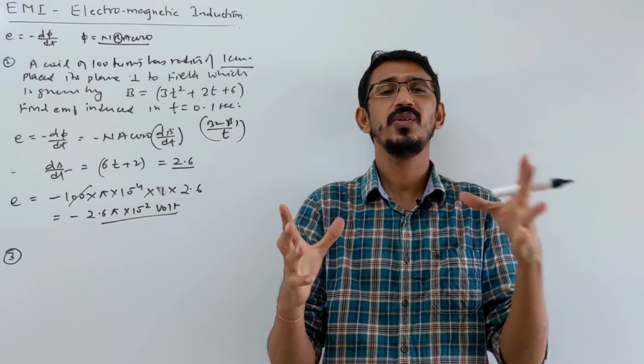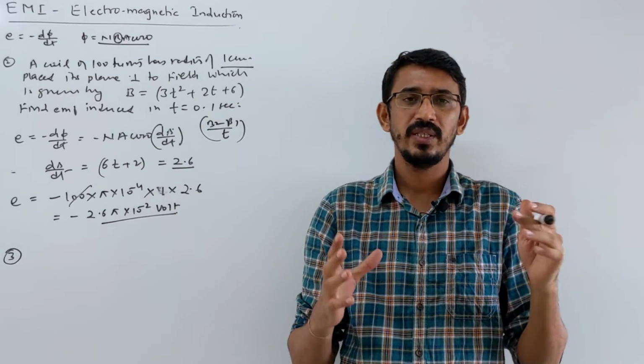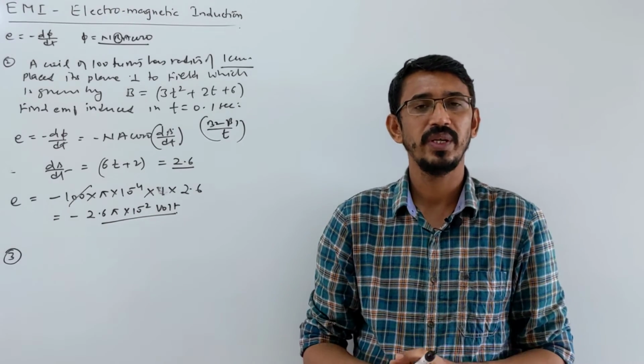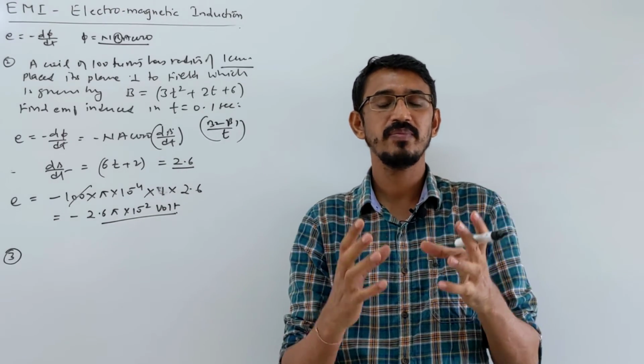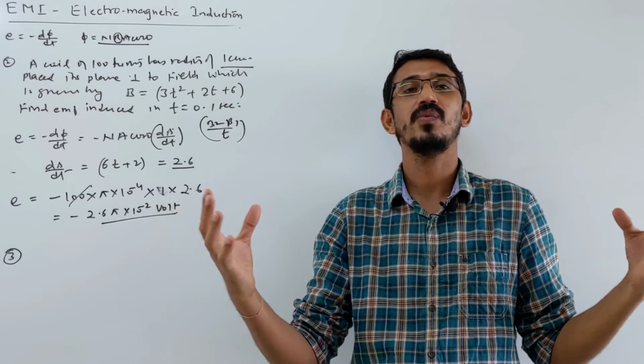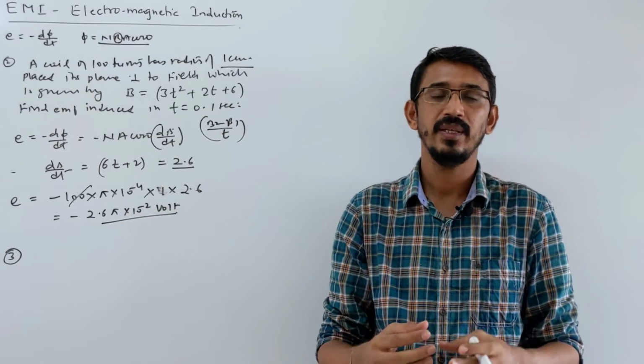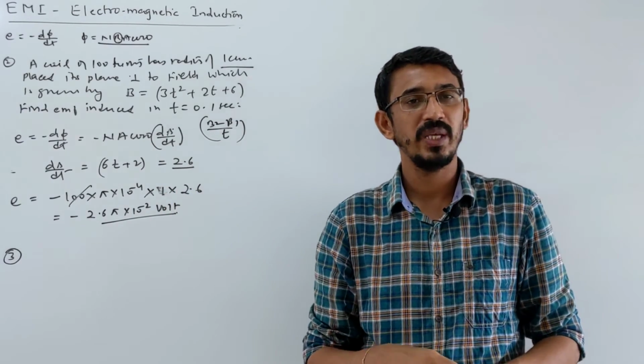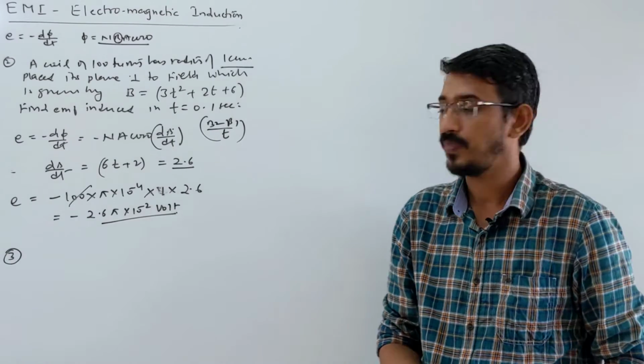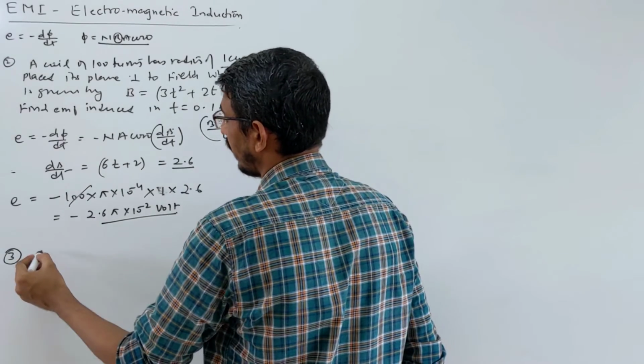How do they ask it? A loop is given, generally a circular loop only. Inside this magnetic field, the loop is either expanding, contracting, or collapsing. Some rate of change of radius will be given, and then they will ask how much EMF is induced. So I'm writing one question here.